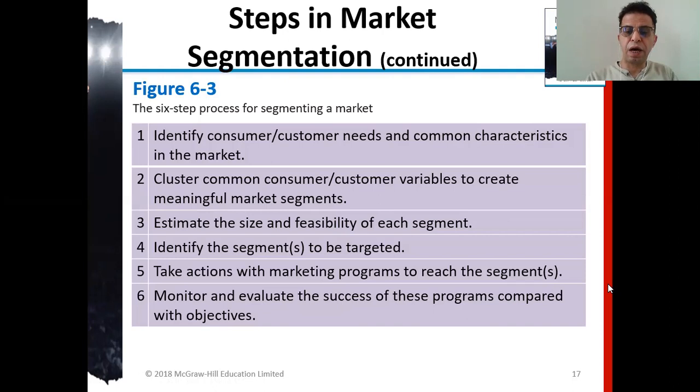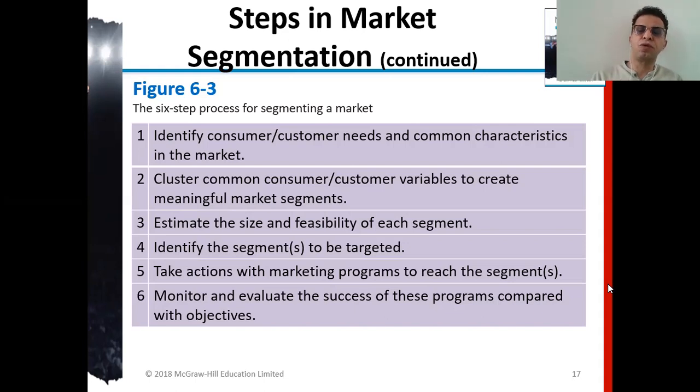And it is about the 6 steps for segmenting a market. First, you identify consumer or customer needs and common characteristics in the market. Second, you cluster common consumers and variables to create meaningful market segments. So you cluster them by age, by race, by background, by country. That's clustering. And then you estimate the size and feasibility of each segment.